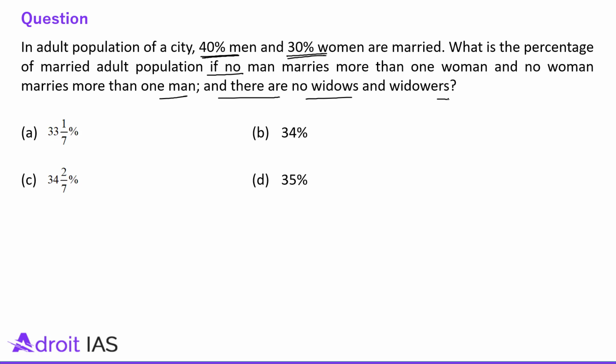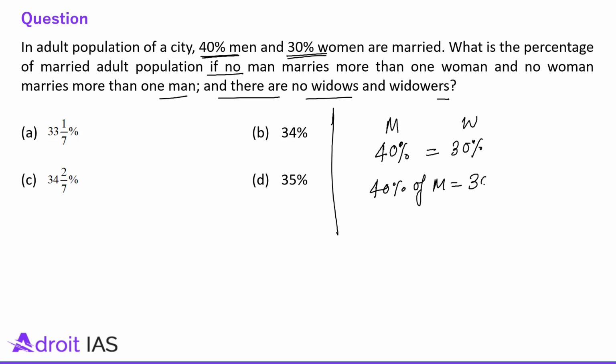All right, see everyone, one man is getting married to one woman only. So obviously 40% of men is equal to 30% of women, then only they can get married. So 40% of men is equal to 30% of women. So men divided by women is equal to 30 by 40. So men is to women is 30 is to 40.